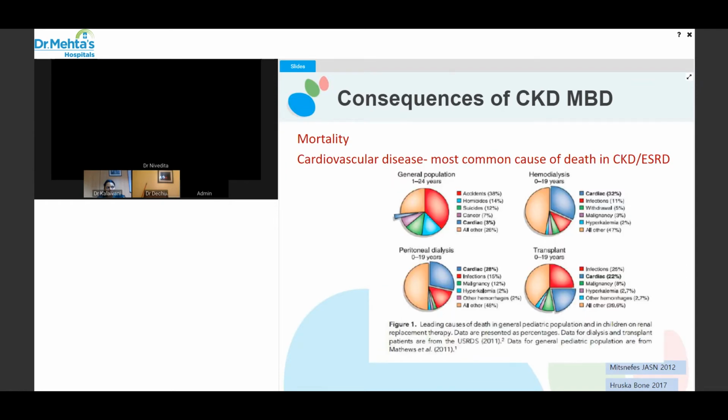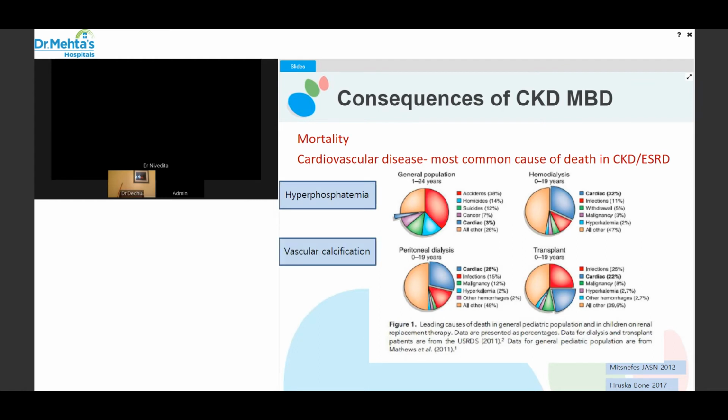Mortality is a very important hard outcome of children with chronic kidney disease with severe mineral bone disorder, and the most common cause of mortality in children, as we know from this very popular slide, is cardiovascular disease. In children on hemodialysis and peritoneal dialysis, it is the most common cause of mortality, and in children post-transplantation, it is the second most common cause. The risk factors of mineral bone disease that have been proven in adult studies and a few pediatric studies to be associated with mortality are high phosphate levels, vascular calcification, and high FGF23 levels.